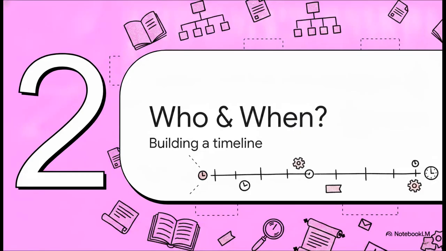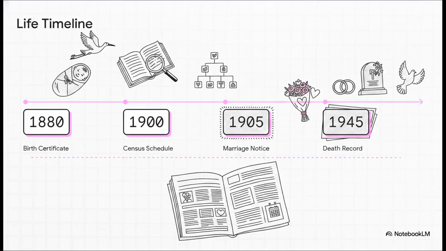Moving on to Section 2, who and when, building a timeline. We've got the who, but now we really need to nail down the specific chronological timeline of an ancestor's life. We need the when. Tracking a single life chronologically means you have to layer your records. Think of it like this.